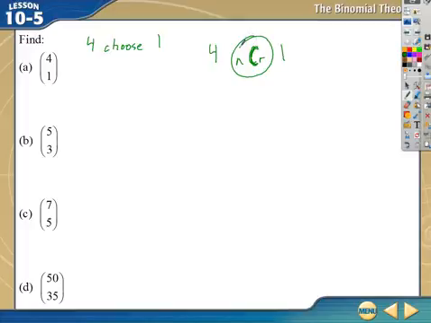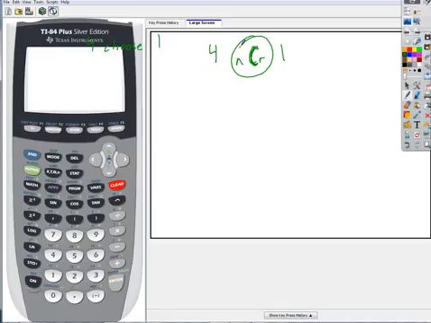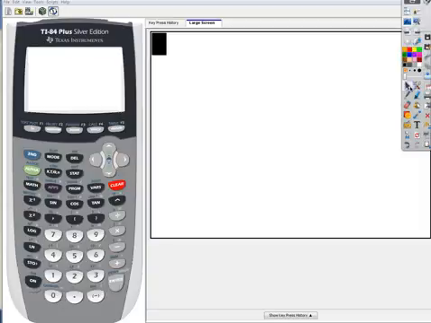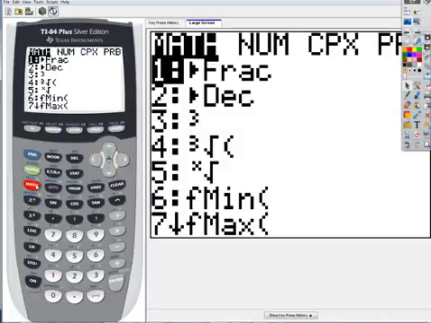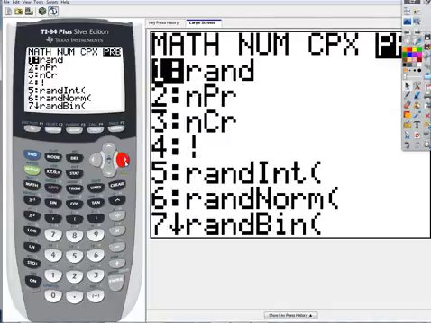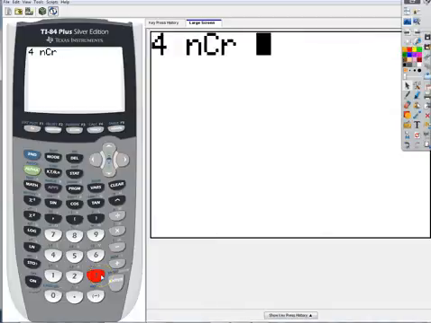4 choose 1. So how do I get this symbol into my calculator? Glad you asked. So now I go to my calculator. The way I do this is I put in the 4 first. You always put the number in first. I go to my math button right over here. Press math. I tab over to where it says probability, PRB. I see here it's the number 3, so I just click 3. Then choose 1. Enter. I get the number 4.